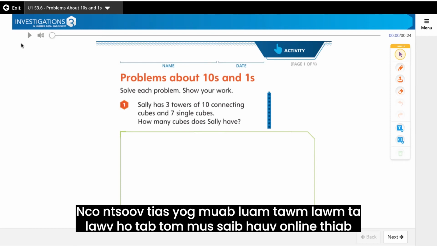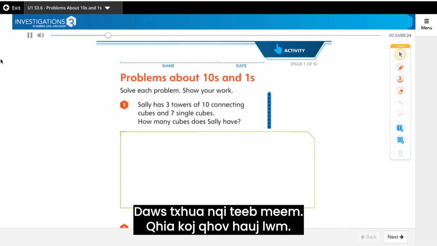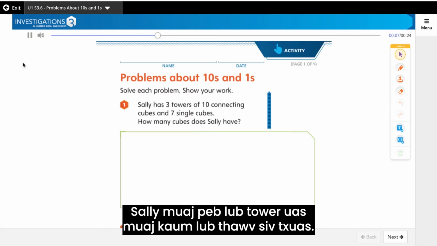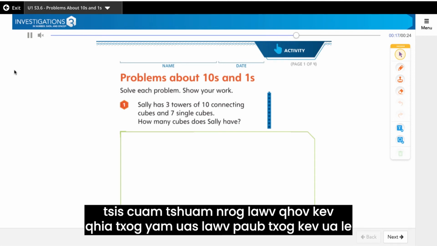Notice that if it's in print, but they're looking at it online, they can play it so it's read aloud. Problems about tens and ones. Solve each problem. Show your work. Sally has 3 towers of 10 connecting cubes. That way the reading of any word problems doesn't interfere with them showing what they know about math.